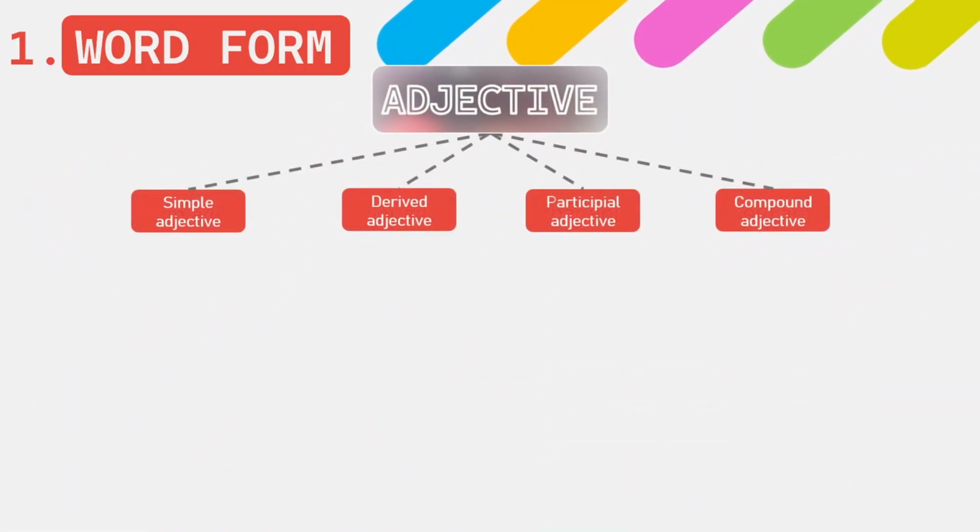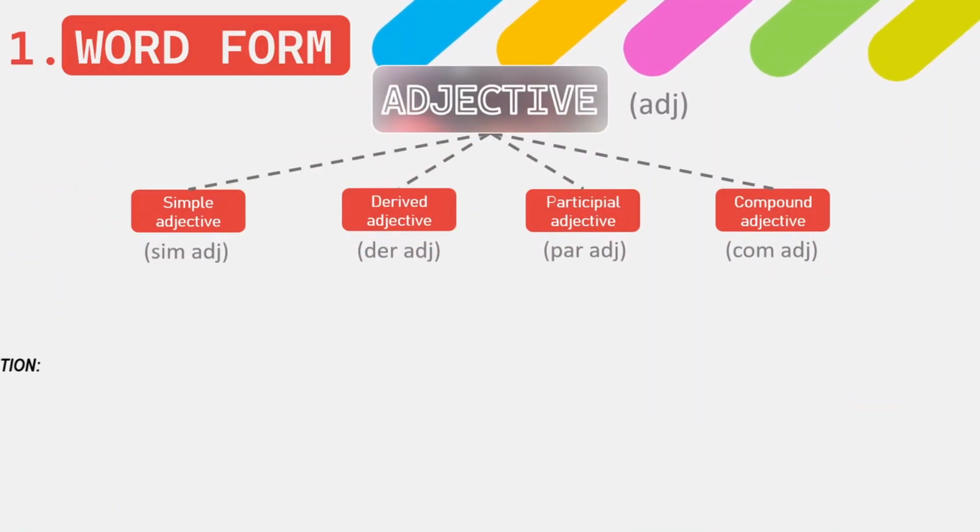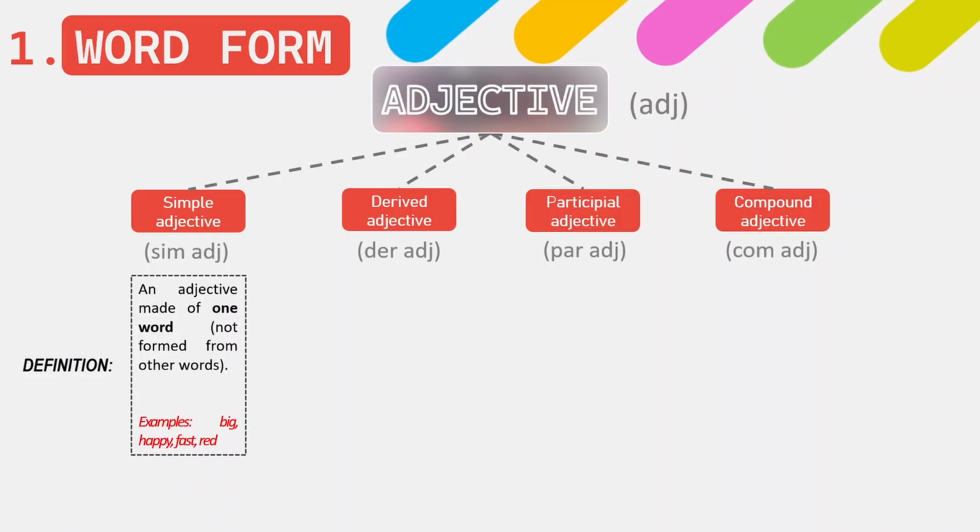In adjectives, we have four types. First, a simple adjective consists of only one word and is not formed by combining other words or by adding prefixes or suffixes. It expresses a basic quality, size, color, number, or condition of a noun. For examples, big, happy, fast, red, and etc.